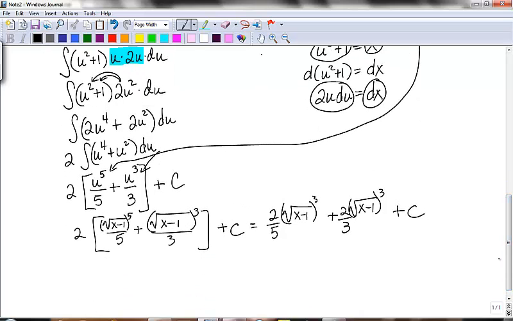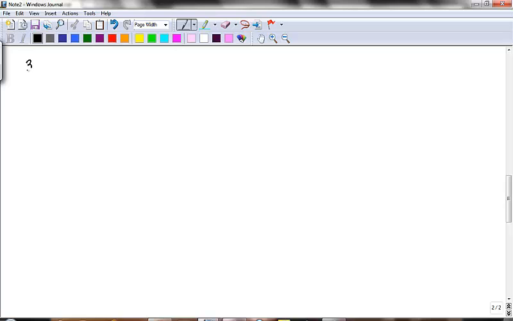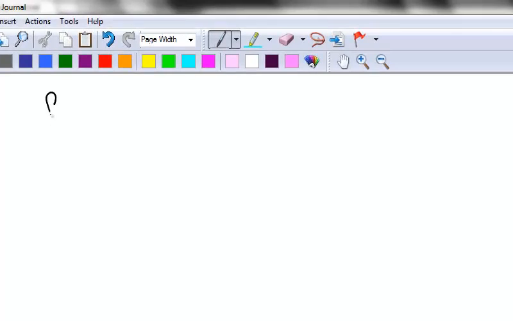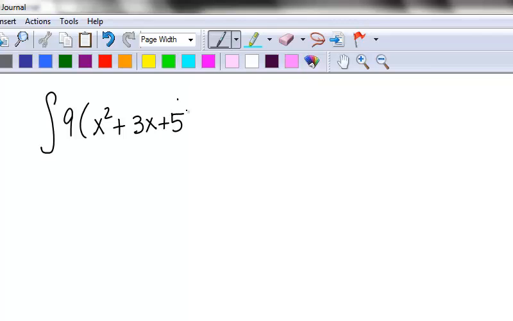Everybody done with that one? Okay, this will be the third example of an indefinite integral, and they'll still say evaluate. The indefinite integral of 9 times the quantity x squared plus 3x plus 5, close the parentheses, all to the 8th power, times the quantity 2x plus 3, with respect to x.